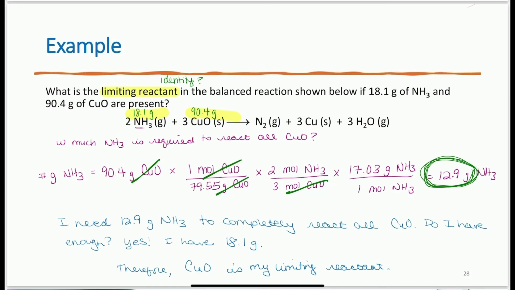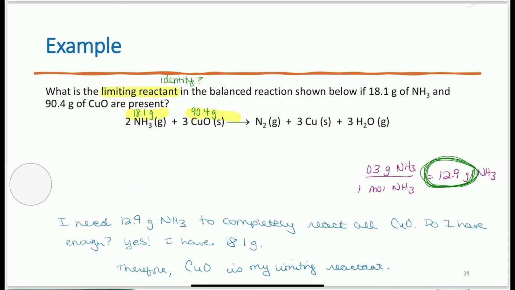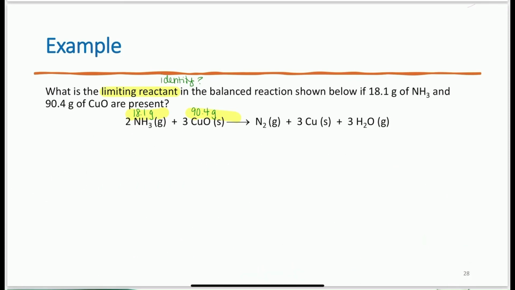Go ahead and pause the video if you need to keep writing. I'm going to go erase everything and show you the other method that follows what your book does. So the other way to do it is to calculate for both species. What do I mean calculate? I mean determine, pick either one. Determine how much product you can make from each reactant.